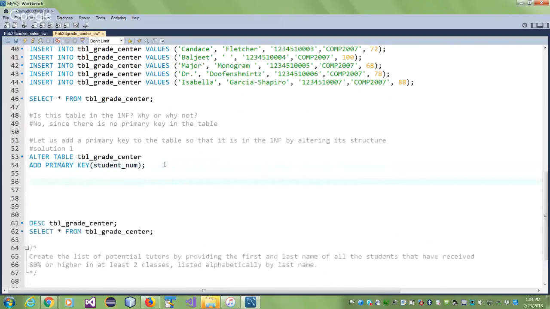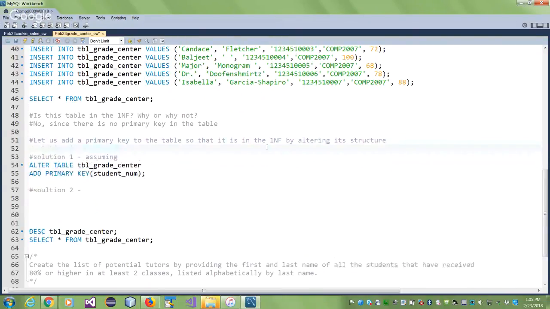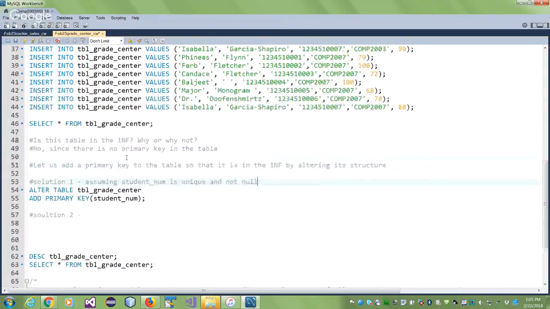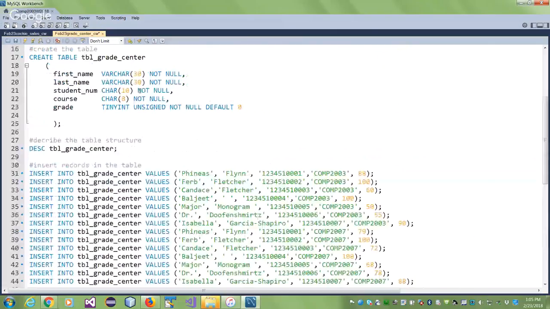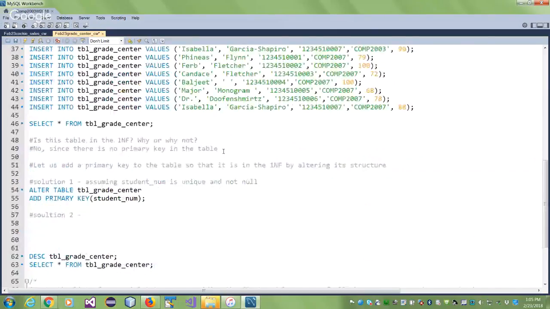Or solution number two, if I'm not sure if student number is unique. You're assuming, though it's not a wrong assumption, but you won't know till somebody tells you. We know it because we are in an educational environment and it makes sense. We are assuming that it is unique and not null. Here it was not null, but nowhere did it say it was unique. But there's nothing wrong in assuming it.